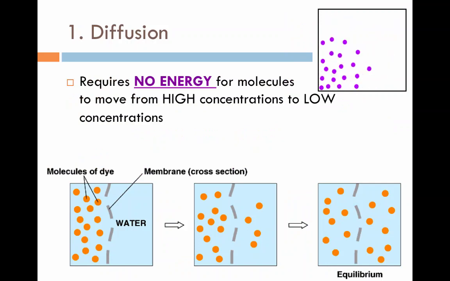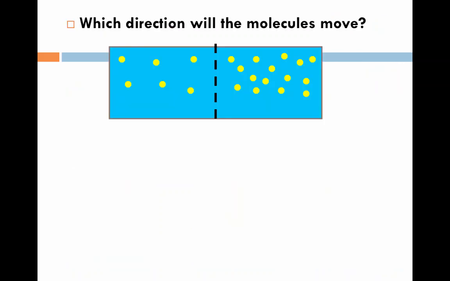Diffusion requires no energy for molecules to move from a high concentration to a low concentration. It happens automatically. It does not need any ATP. Let's practice this concept. Which direction will the molecules move?